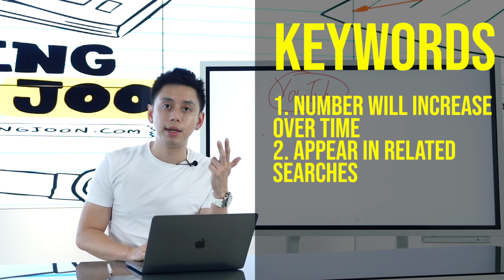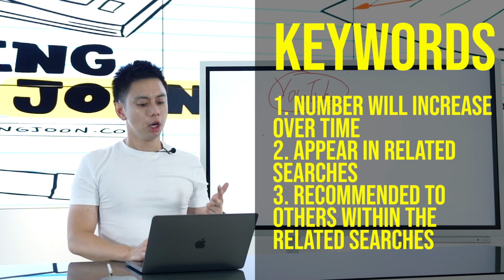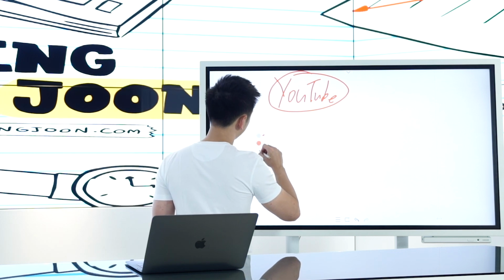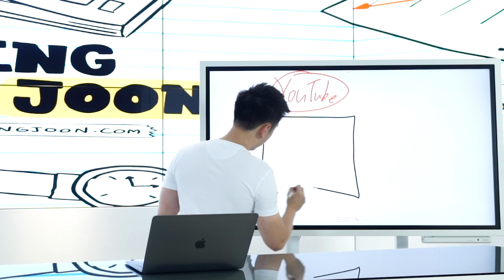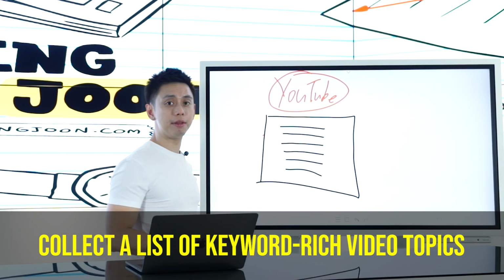And number 3 is that it could be a recommended video when somebody is watching a related video, right? So if we were to begin with the end in mind, you wanna start off with a spreadsheet, which is what I do, okay? Start off with a spreadsheet of keyword-rich videos that you could be doing.